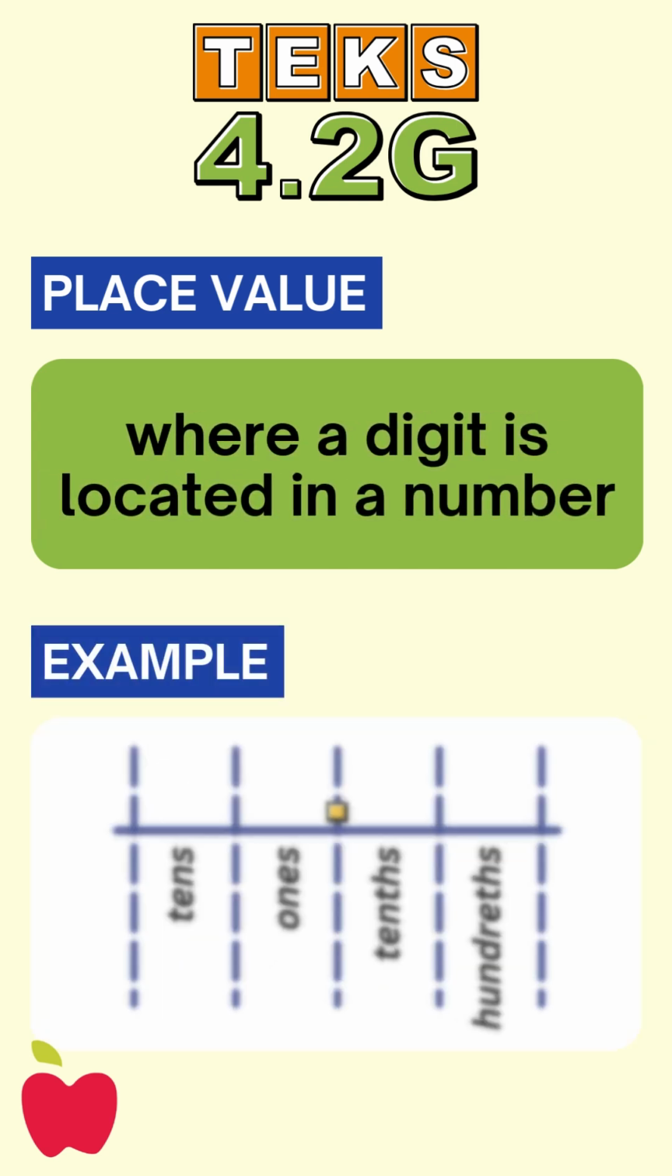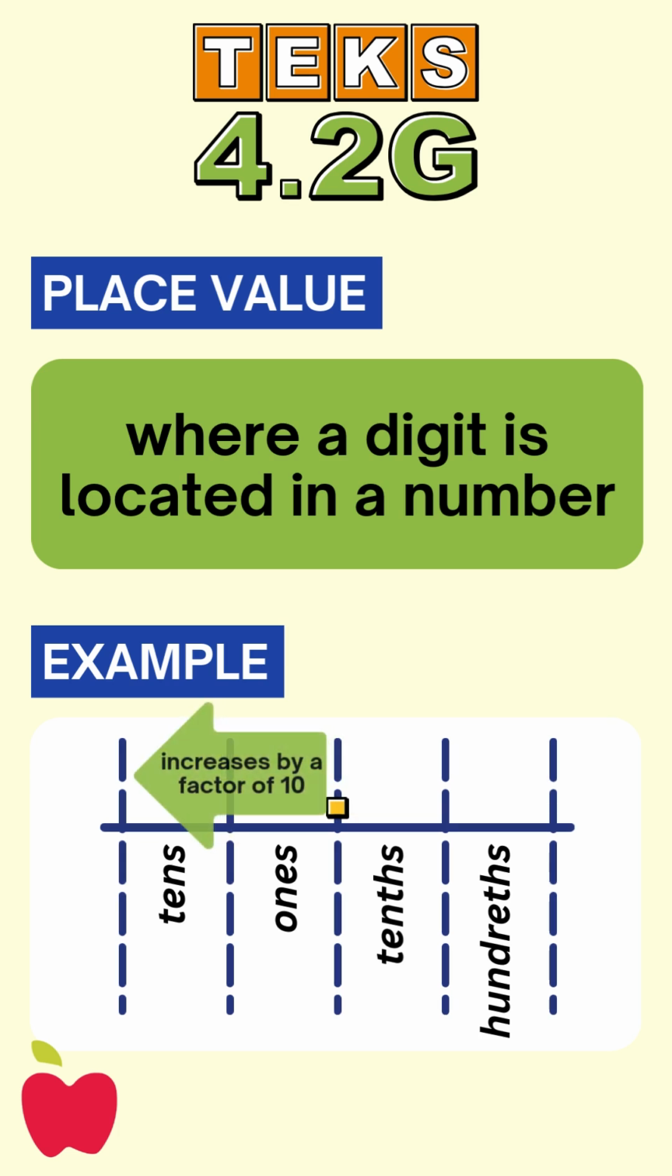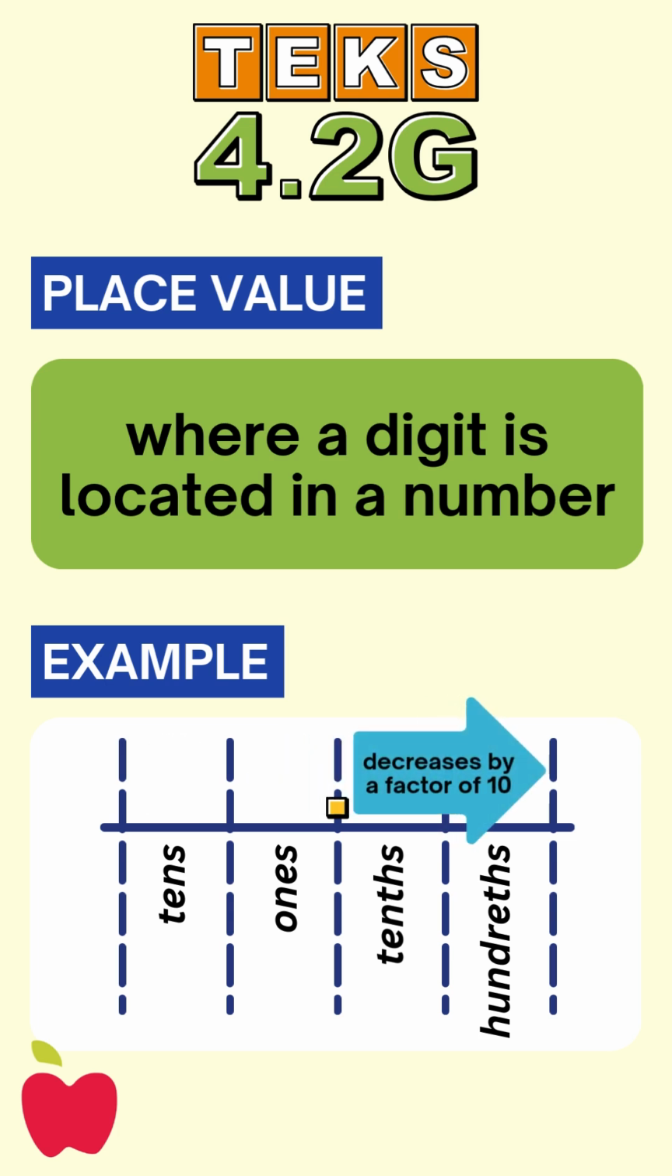In whole numbers, place value increases by a factor of 10 as we move from right to left. For example, in the number 34, the 3 is in the tens place, which represents 3 tens or 30. The 4 is in the ones place, which represents 4 ones or 4. After the decimal point, place value decreases by a factor of 10 as we move from left to right.